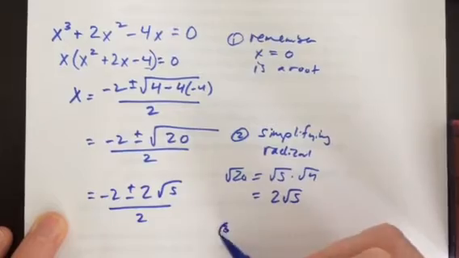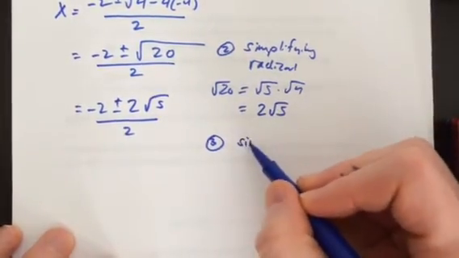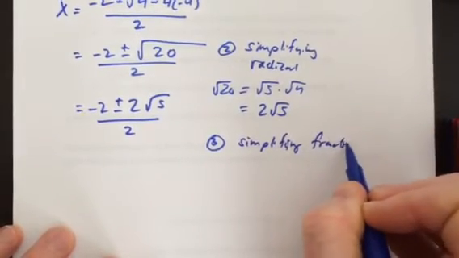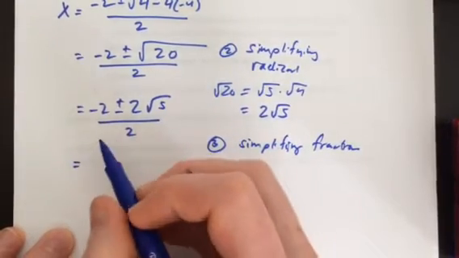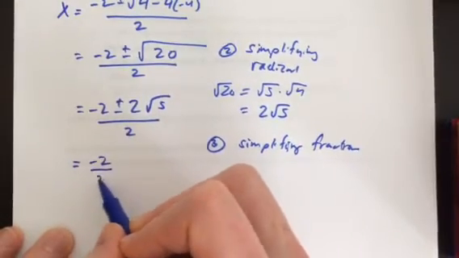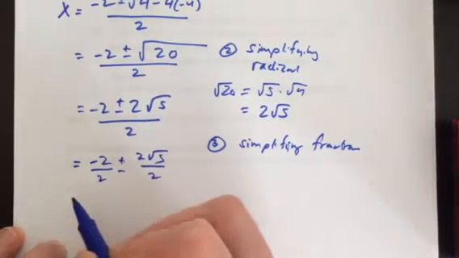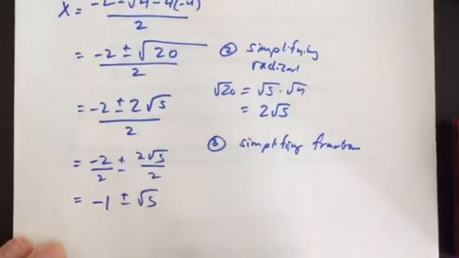The third error was simplifying your fraction. And simplifying your fraction, you would get equals negative 2 over 2 plus or minus 2 root 5 over 2, which is equal to negative 1 plus or minus root 5.